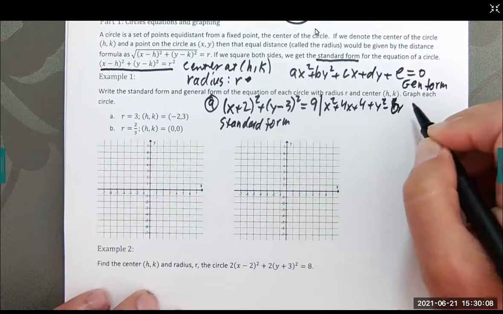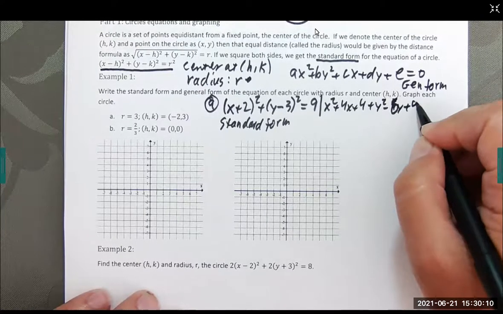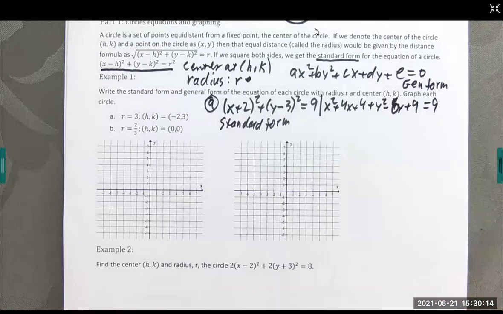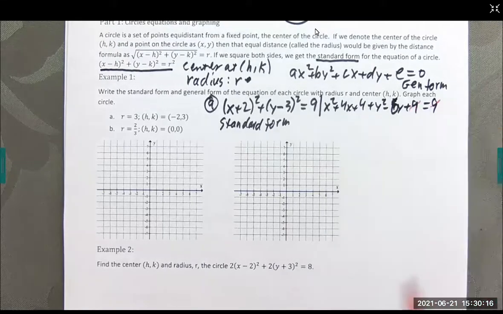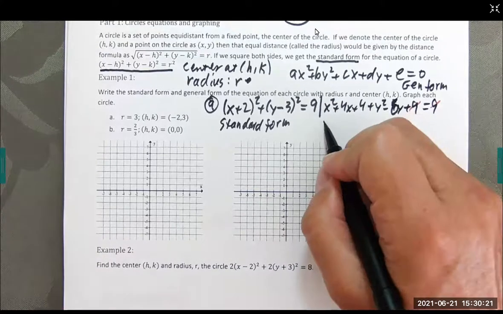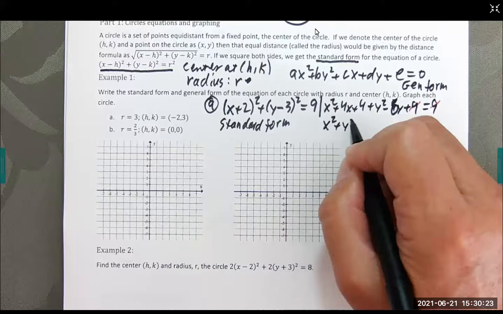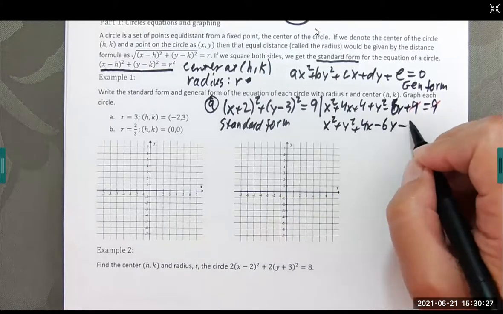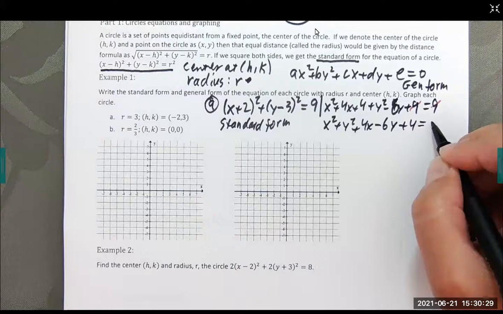Six plus 9 equals 9. Now you can see these 9s go away. I'm going to subtract the 9. What we're left with is x squared plus y squared plus 4x minus 6y plus 4 equals 0. So here's our general form.